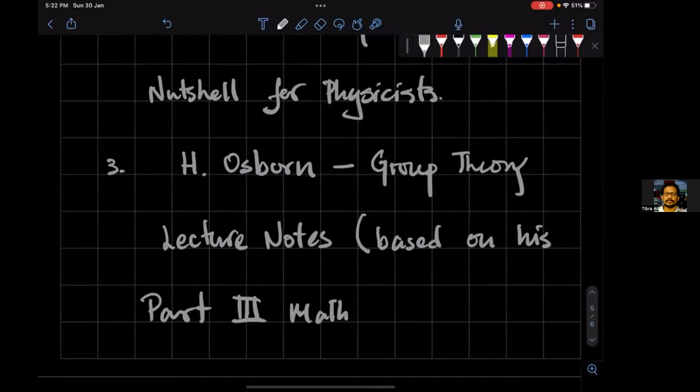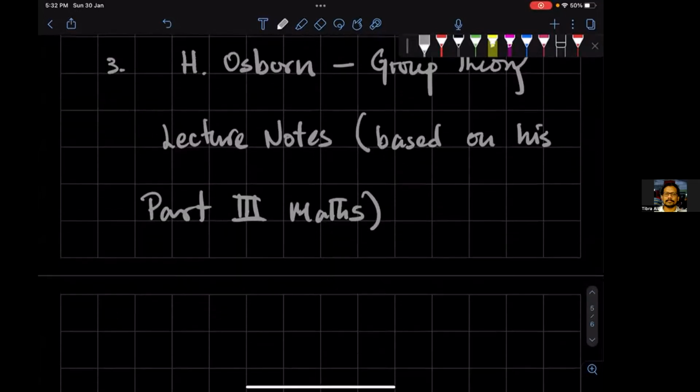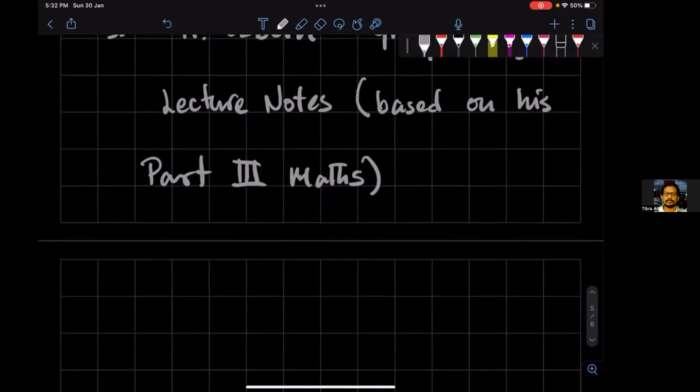Since it's Cambridge, they call it Part 3 Maths. There's an S there. In North America, mathematics gets shortened to math. In England, it gets shortened to maths. Okay, that's the main difference between North America and the UK. Okay, number 4 is to be added.